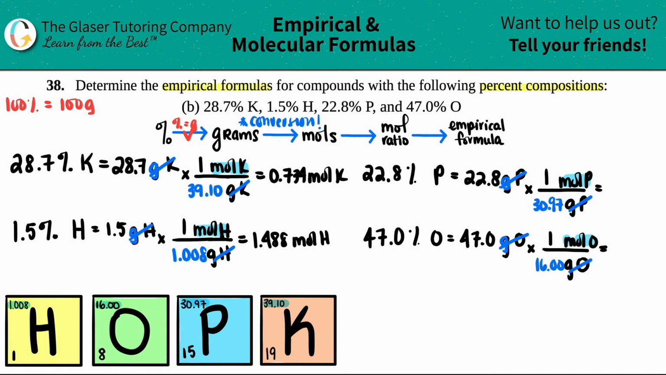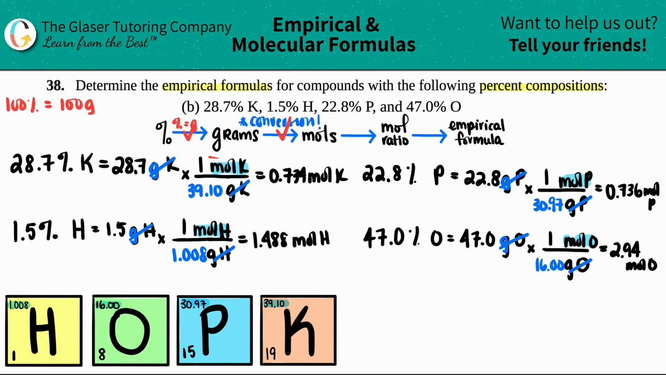22.8 divided by 30.97. I get 0.736. And that's mole of P. And then 47 divided by 16. I get 2.94. And that's mole of O. Okay, and this step is done. Halfway there, guys.